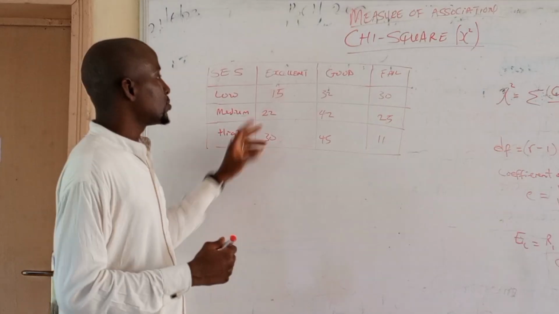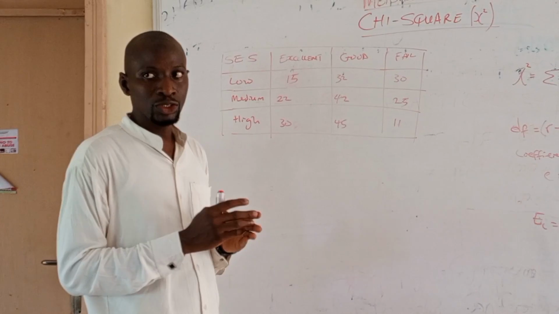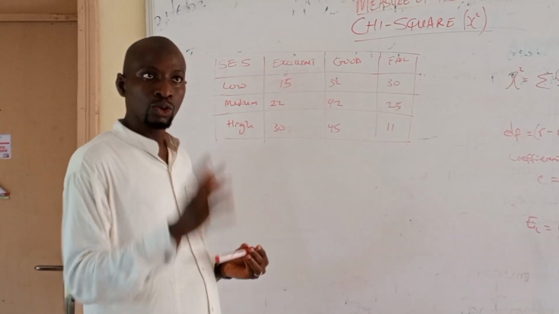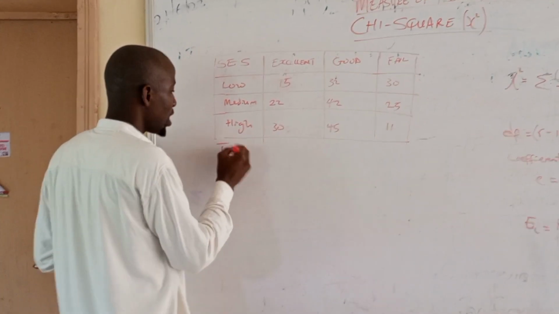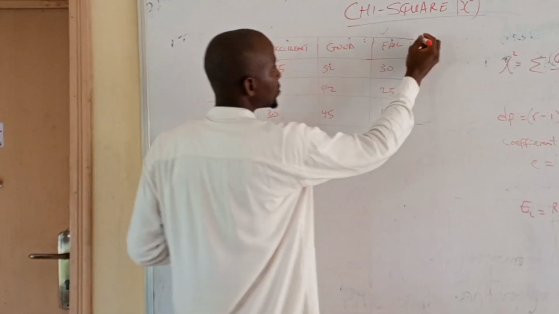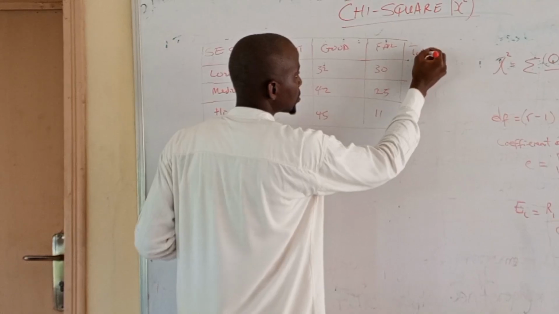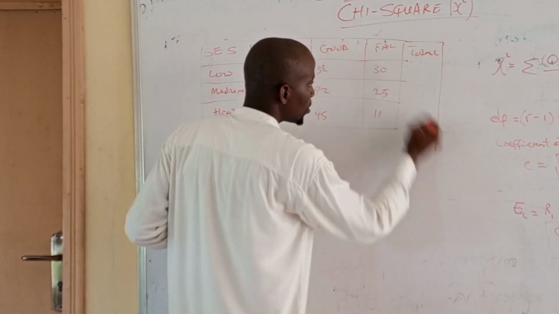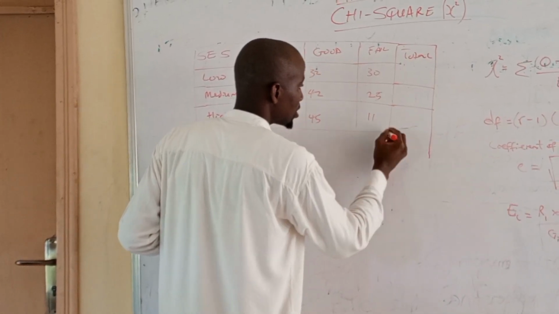So for us, we have row and we have column. So we ab initio have to compute row and column totals descriptively. So let us do that. So we have total and we have total. We have total here too. So we create another column for total so that we can compute our row and column totals respectively.